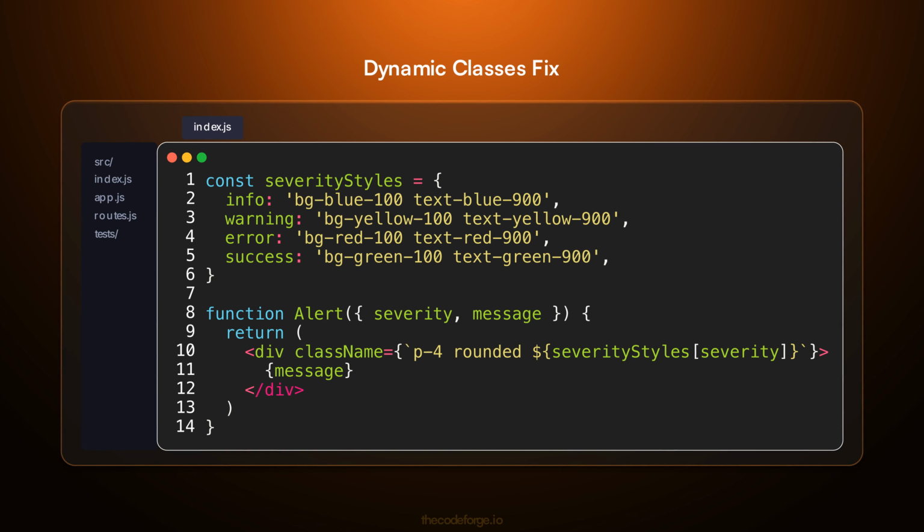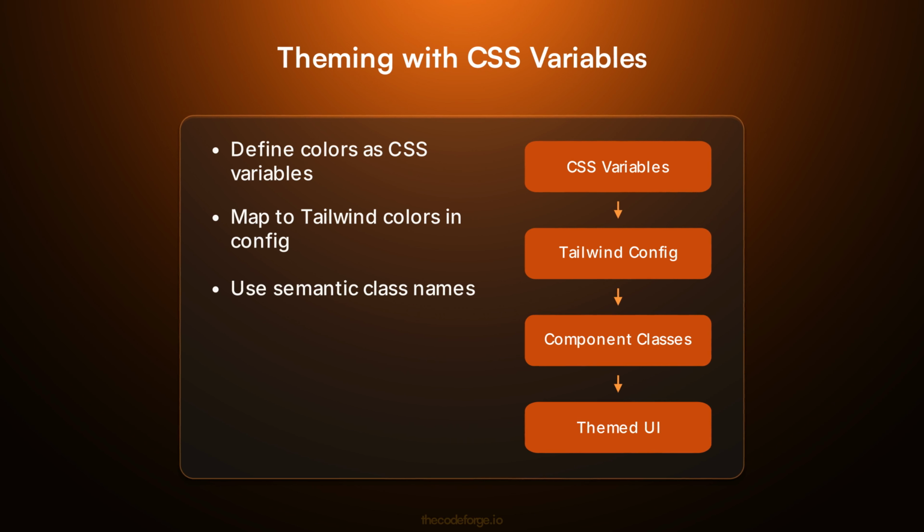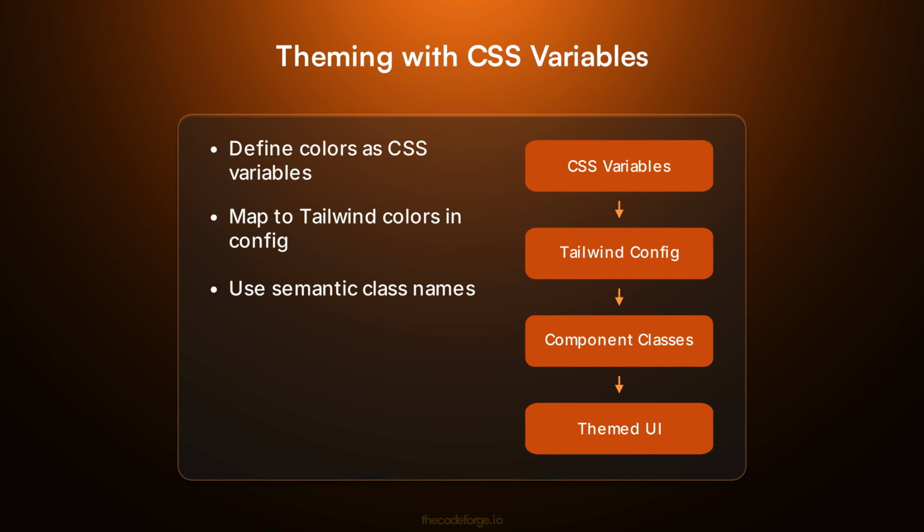This way, Tailwind can statically analyze all possible classes and generate them. For theming, define your colors as CSS custom properties in root and dark selectors. Then map them to Tailwind color names in the config. Components use semantic class names like bgPrimary, and theming becomes a data change.